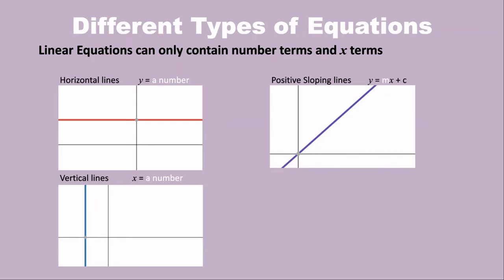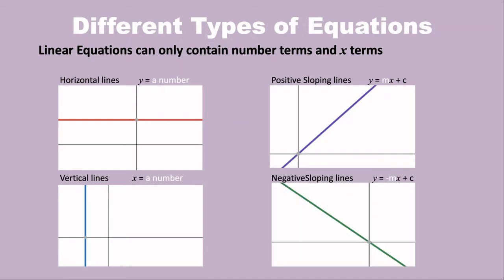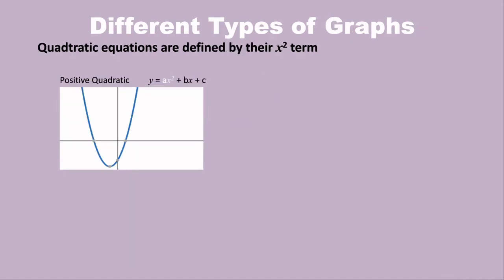For a positively sloping line, we have y equals some positive number of x plus some number. And for negative sloping lines, we got y equals some negative number of x plus some number. When it comes to curved graphs, the first ones that come to mind are probably positive quadratics. These perfectly symmetrical, smooth curves that have a parabolic shape that looks a bit like a happy face.